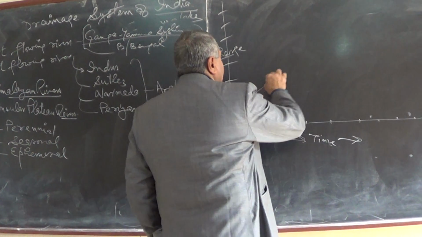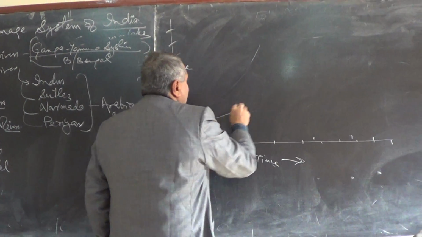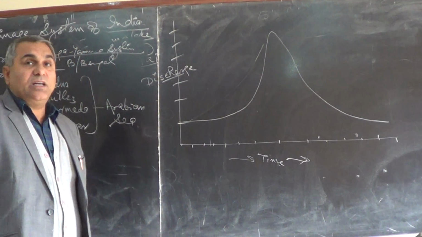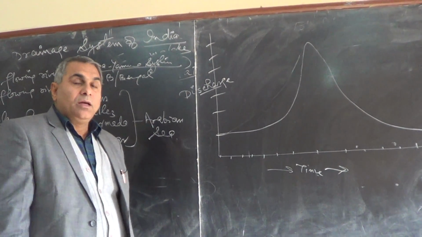If the amount of water is like this, like Ganga, not like this, it is like this. Ganga is like this. If you see, this is the river regime. This is Ganga.